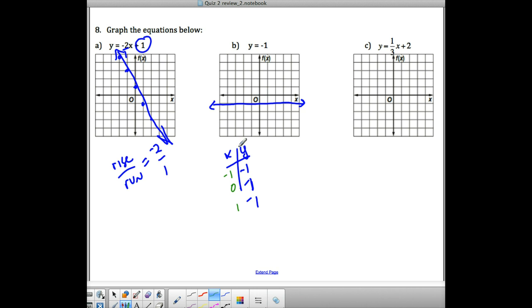and then you can pick whatever you want for the x's. So this point would be negative 1, negative 1. This point would be 0, negative 1. This point would be 1, negative 1. You don't need this, it's just a part of the explanation. If you simply remember that a horizontal line is a y equals equation, you're good to go.